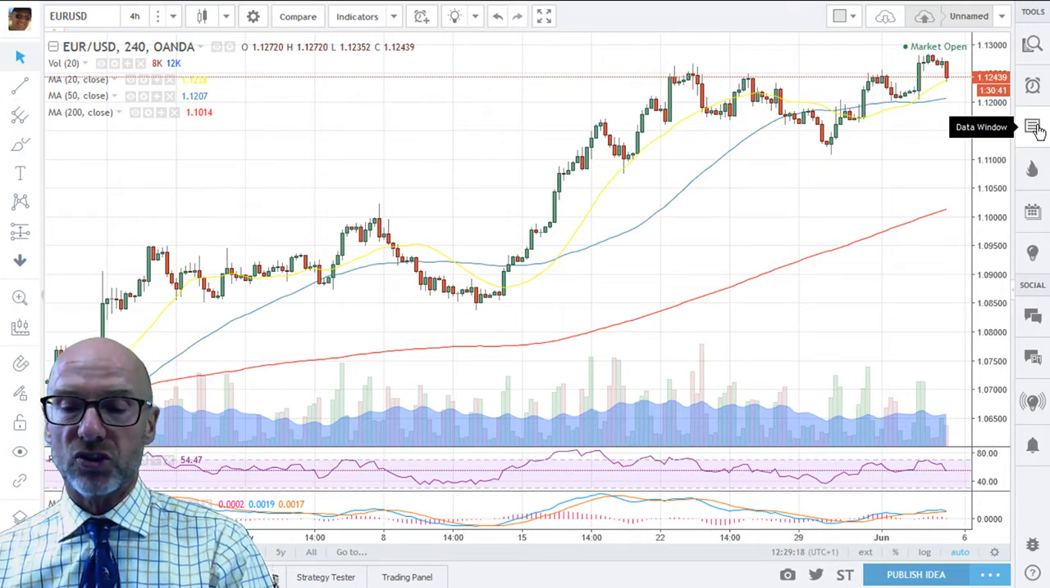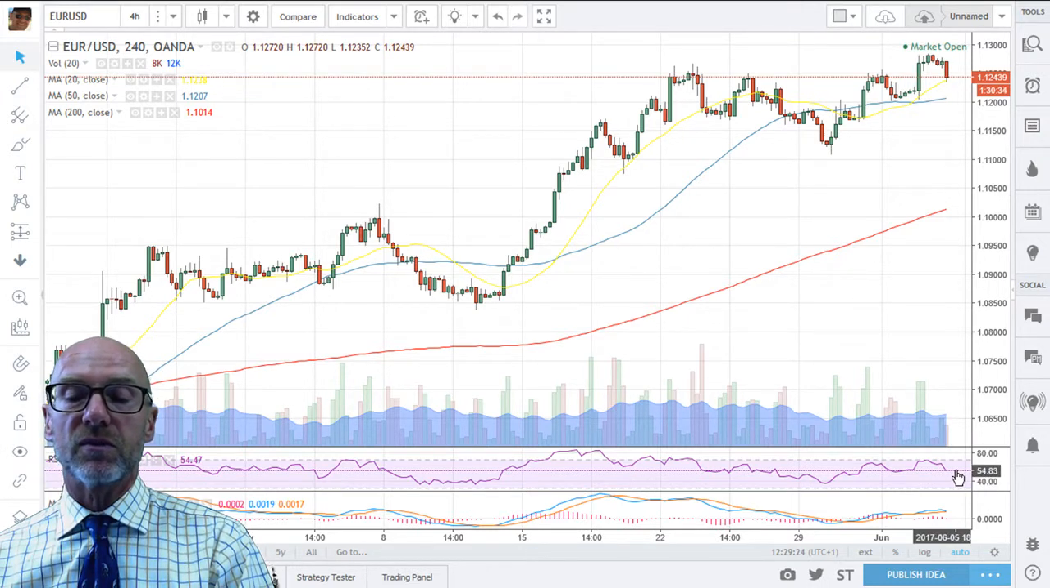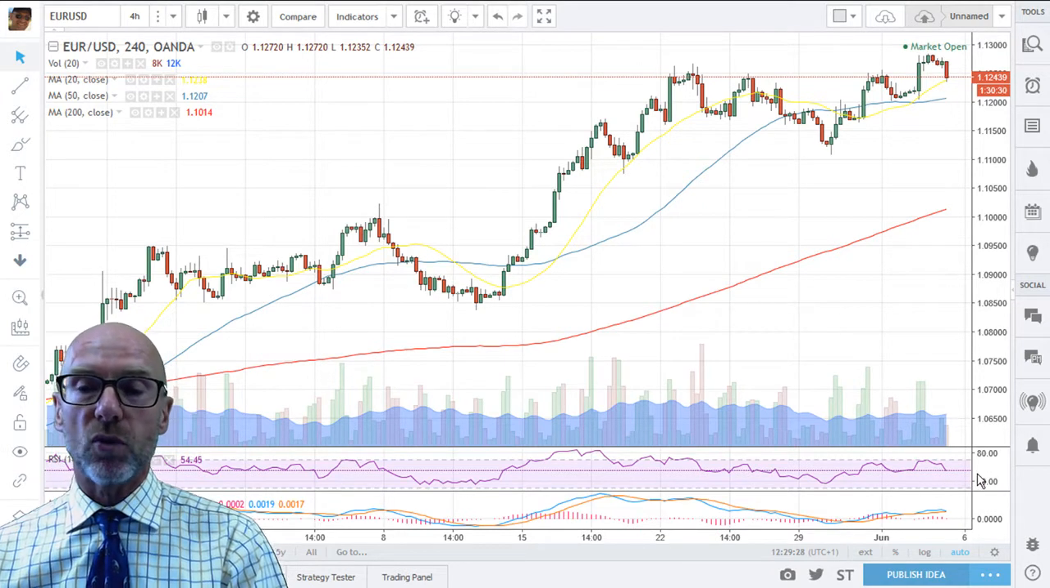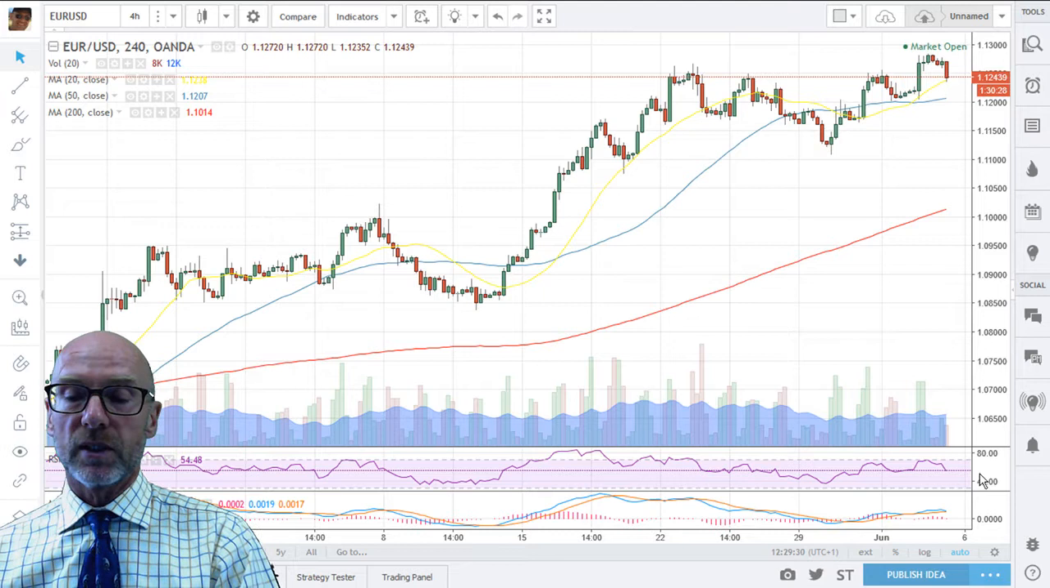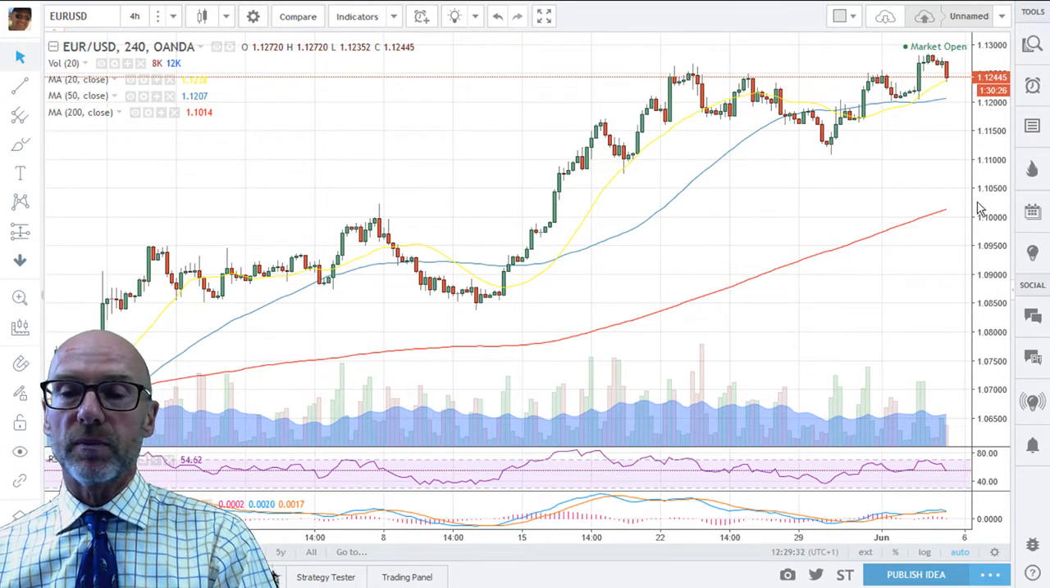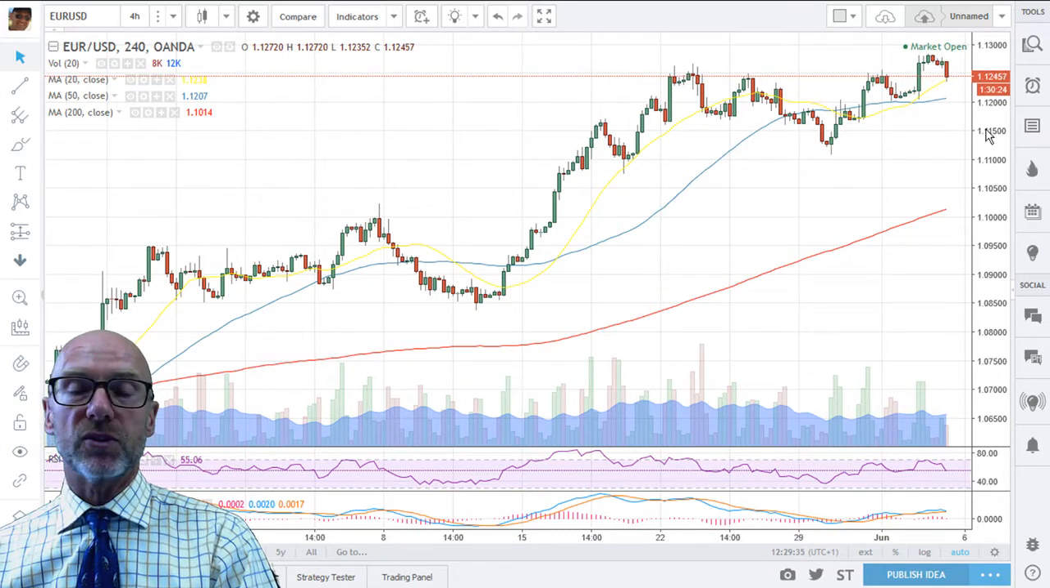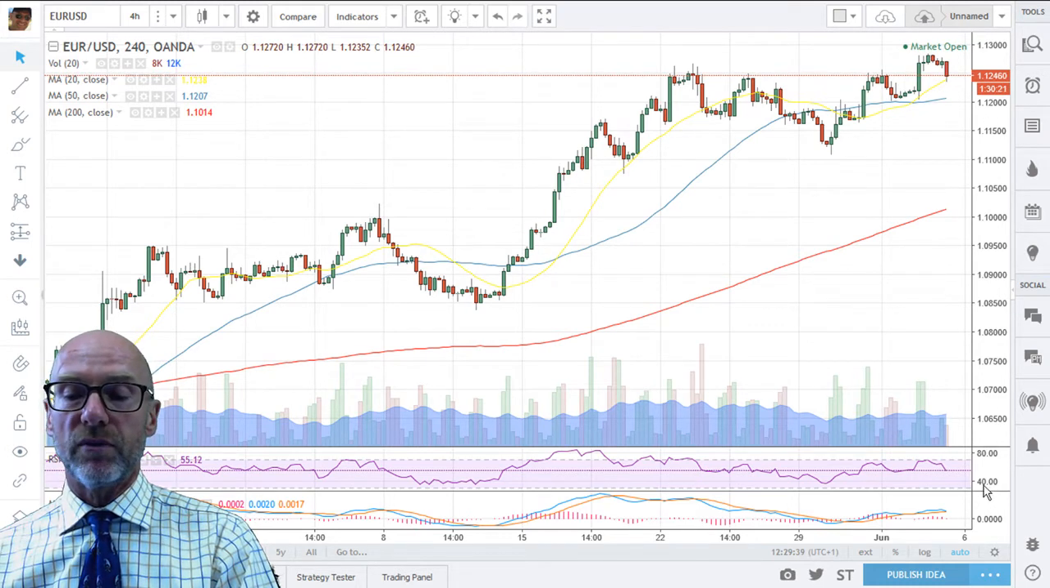The thing that strikes me about the 4-hour chart though is the RSI, which has cracked downwards, still above 50, at 54.47. However, starting to show negative momentum. It'll only take another downtick over the next 4 to 8 hours, and that will go below 50.